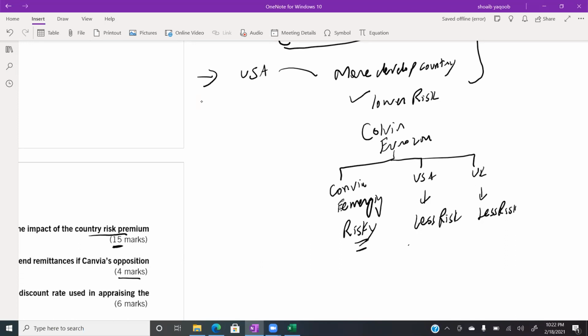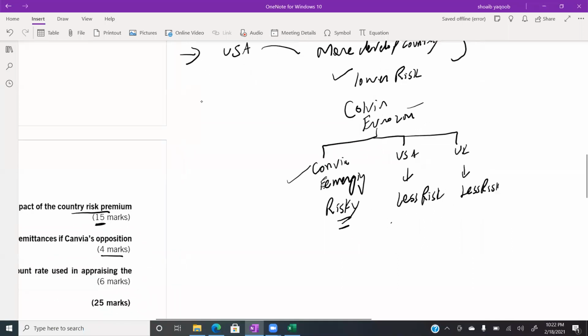Because if this company is investing in Convia, which is a risky country, this company may have already invested in less risky countries. So this risk has already been diversified away. So there is no need to add additional risk premium in the WACC.